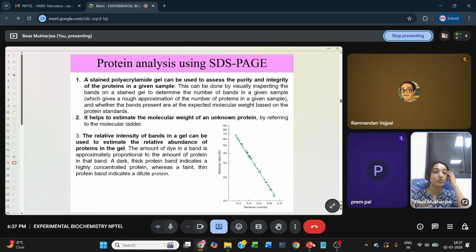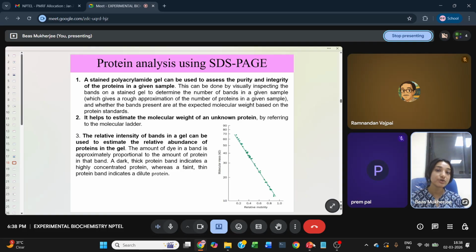A lot of times our proteins, they are not very stable. That is normal. Okay, so what happens is they can get cleaved depending upon the buffer conditions, or whether the protein requires a specific temperature, specific salt conditions. Proteins can get cleaved. Okay, so that also you can see. So this can be done by visually inspecting the bands on a stained gel to determine the number of bands in a given sample, which gives the rough approximation of the number of proteins in the given sample, and whether the bands present are at the expected molecular weight based on the protein standards.